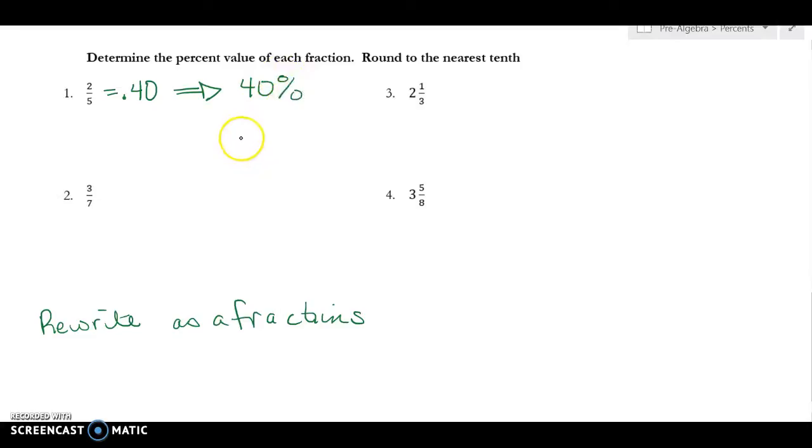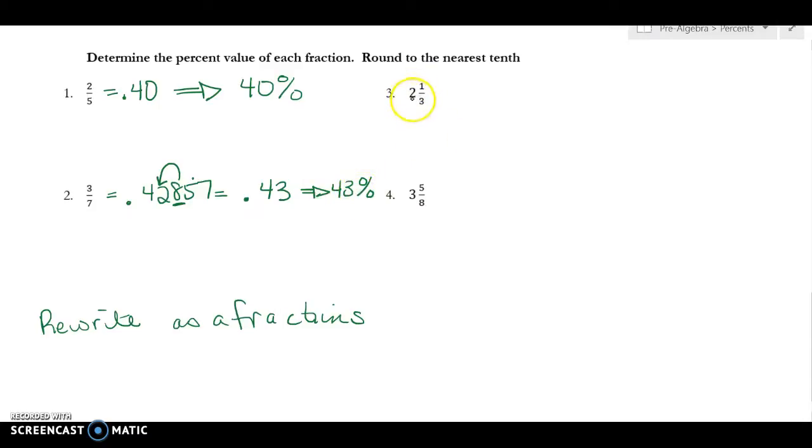For number 2, when I do 3 divided by 7, I got this decimal, 0.42857. You don't need to write all those. You need to look here and see what happens. This 8 is going to round it up to 0.43, which is 43%.